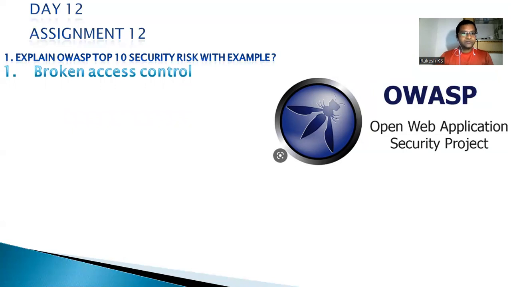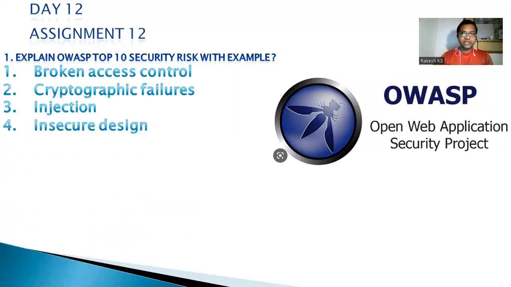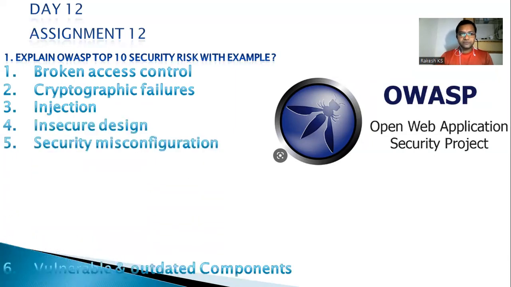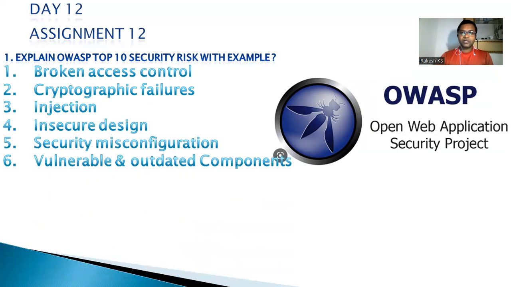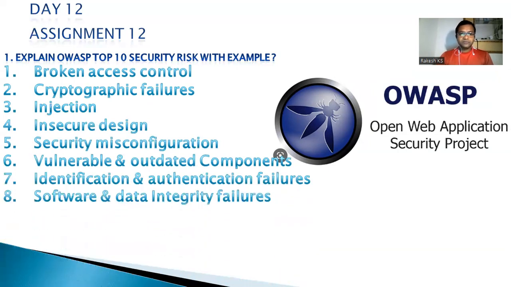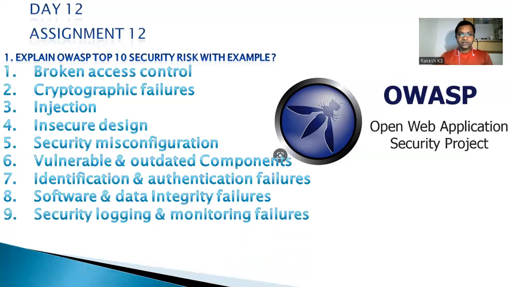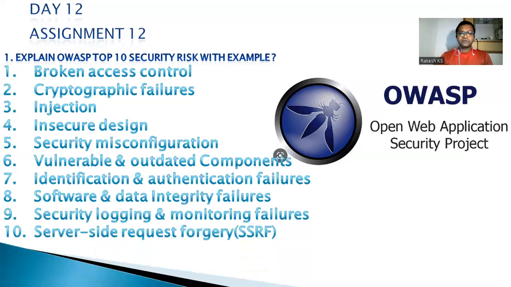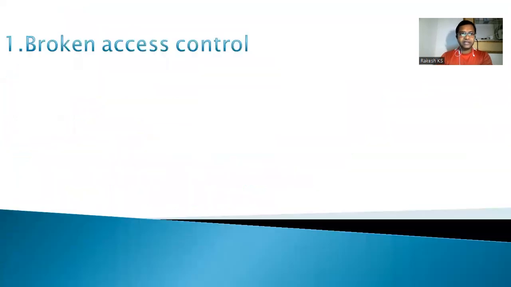The first one is broken access control. Second, cryptographic failures. Third is injection. Fourth is insecure design. Then security misconfiguration, vulnerable and outdated components, identification and authentication failures, software and data integrity failures, security logging and monitoring failures, and server-side request forgery. We shall see all of these in detail.